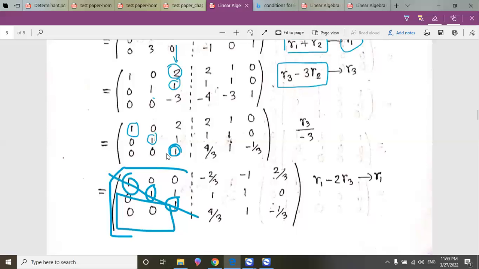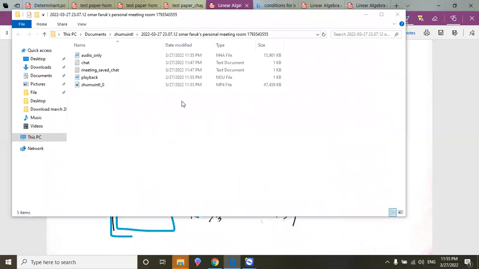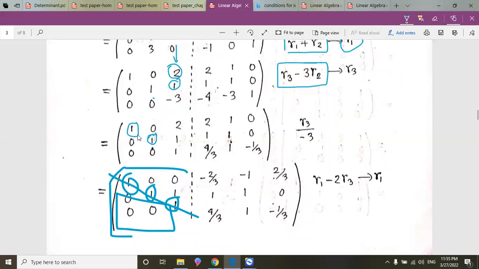So you don't need to worry too much, just do the procedure and think about how we can make all of this main diagonal entry the identity, and all the entries above and below those main diagonal, or those pivot points, 0.